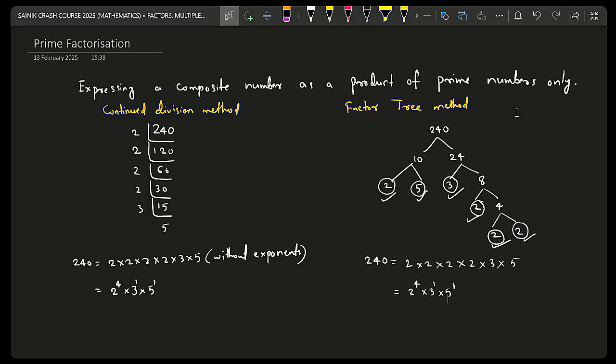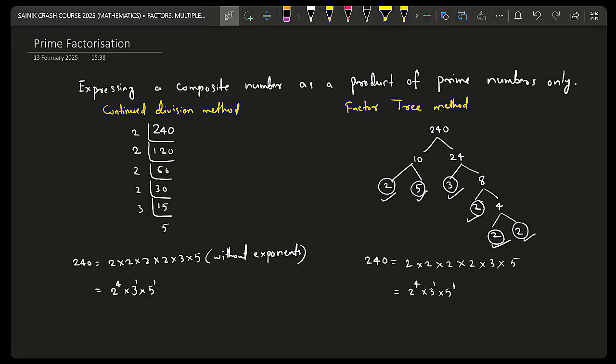Sir, you are not audible to me. Lakshita, I'm audible now. Yes, sir. If I divide 240 by 2, I get 120, right? Yes, sir. Then 2 into 60 will be 120 again, right? Yes, sir. 2 into 30. Like that, I'm going on dividing with all the prime numbers until I reach the prime number finally, 5. Okay? Yes, sir.